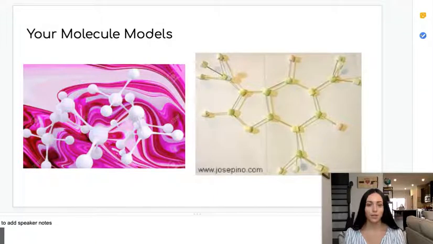For our purposes, you will be creating two different molecular models throughout the following lessons. You will be creating marshmallow molecules using marshmallows and toothpicks, and you will also be creating your own artistic, abstract representation of a model using paint and paper.